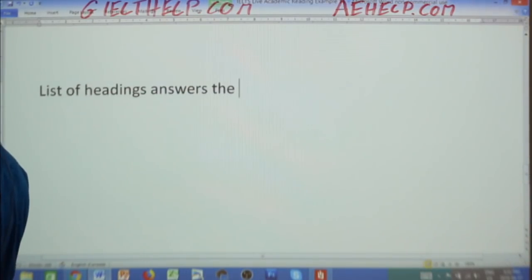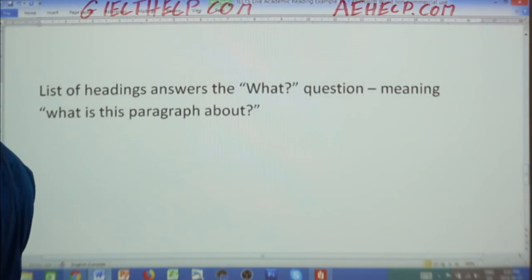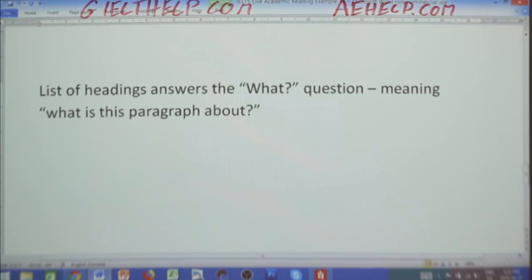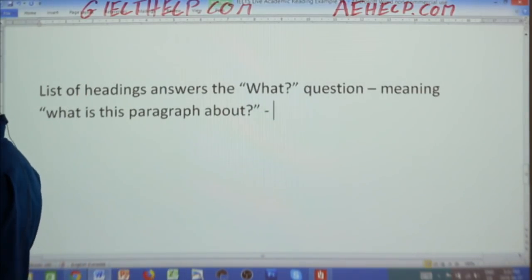So list of headings answers the what question, meaning what is this paragraph about? Okay, so that's what this question answers. So it gives you the topic for each passage.